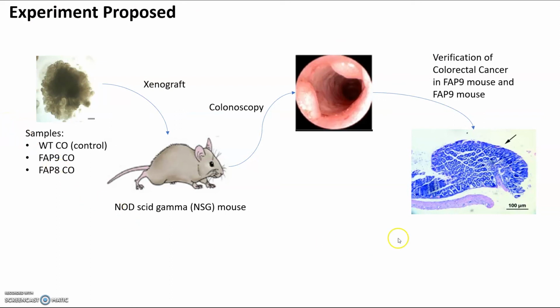Also, other avenues for this experimental proposal is, after you xenograft these colonic organoids in, you would potentially use different drugs like rapamycin and ZAV939 to see their effects on the mouse, and you would also do a colonoscopy on those. So that wraps up my discussion.